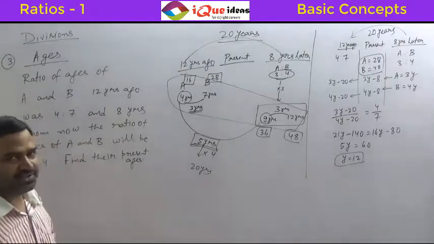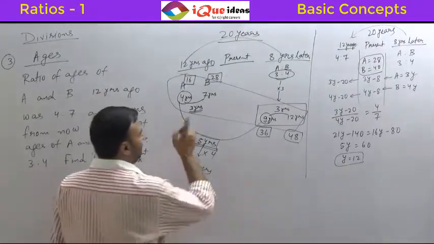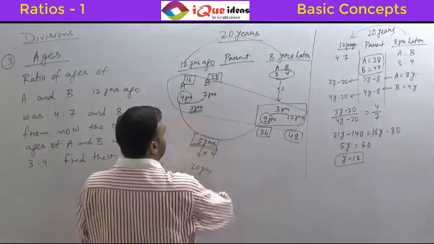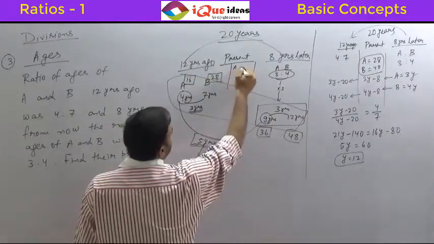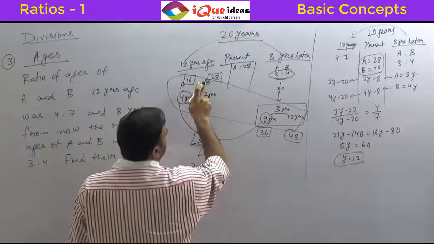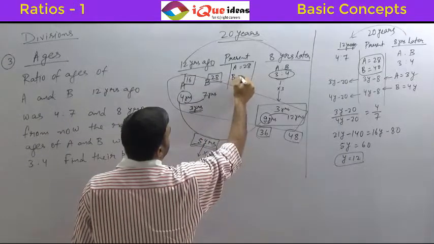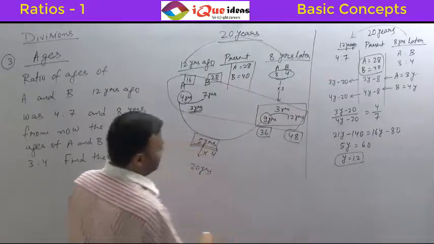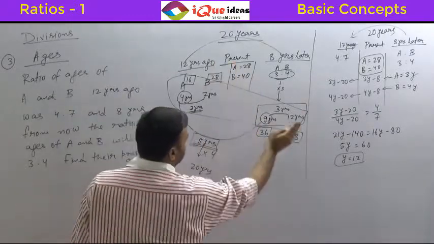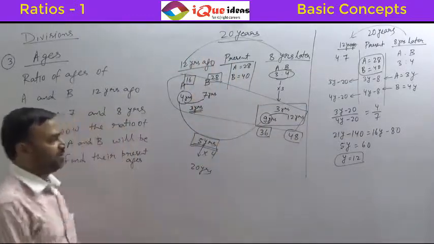And these are the actual numbers. So ages 12 years ago, 16 and 28. Hence you can find the present ages by adding 12. So 16 plus 12, 28 years. And 28 plus 12, 40 years. Or from here you can subtract 8 to get the present ages. So 36 minus 8, that is 28 years. 48 minus 8, that is 40 years.